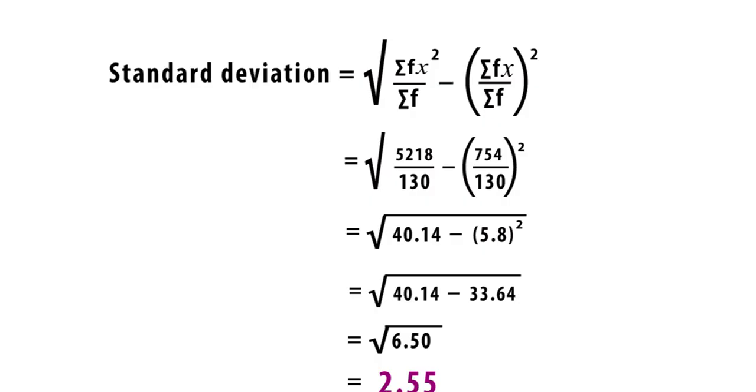So the standard deviation of our data is 2.55, where we use the formula square root of summation fx squared over summation f minus summation fx over summation f all squared. Thank you very much.